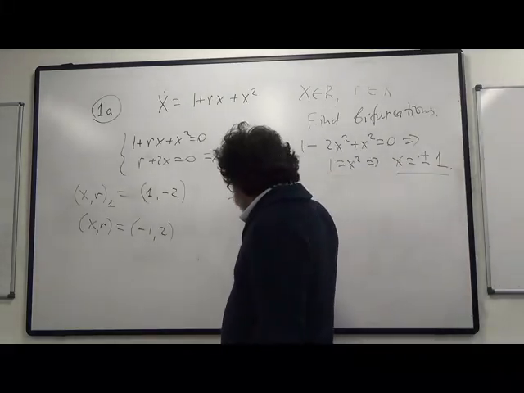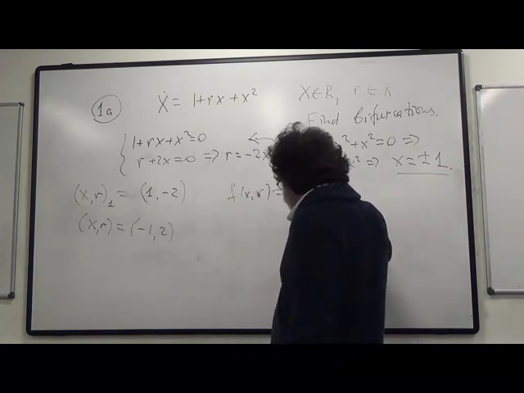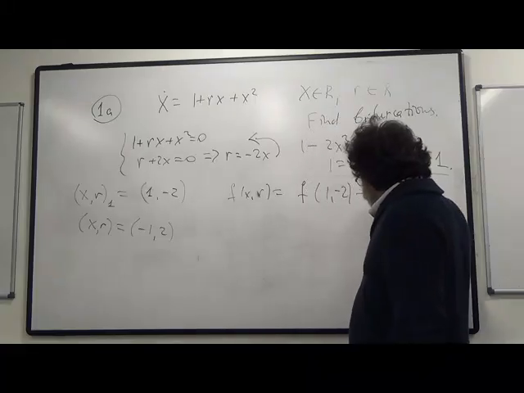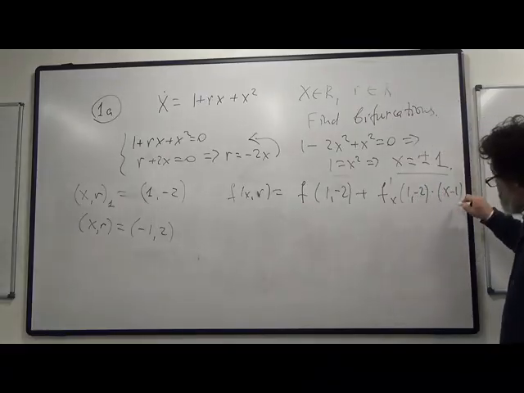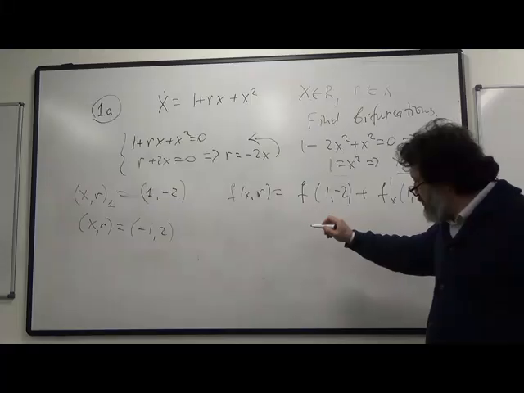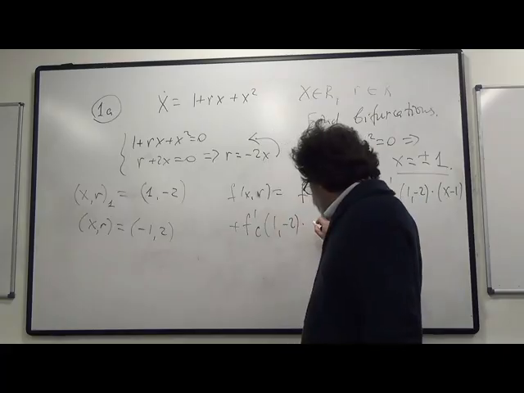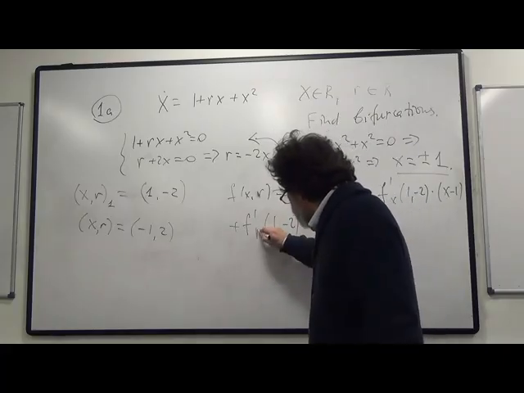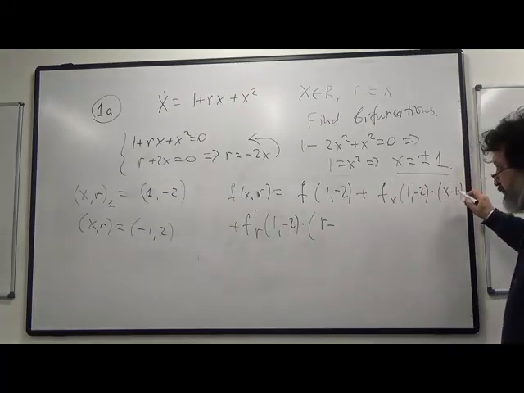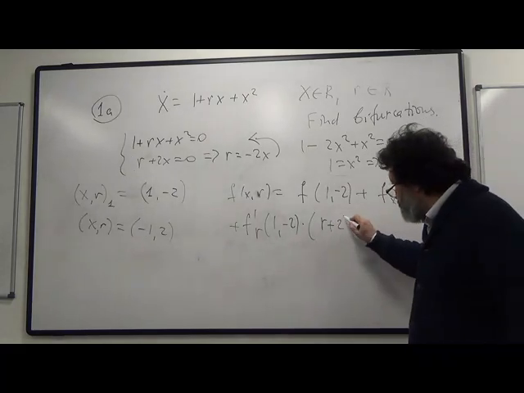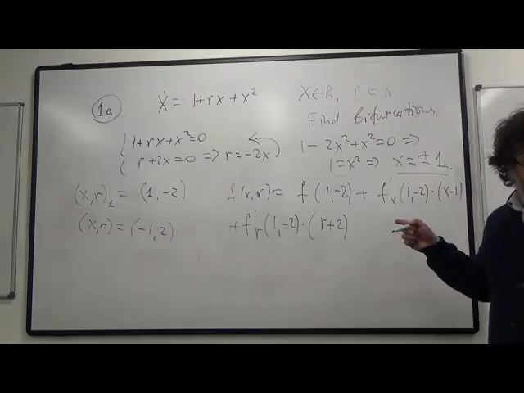So we will put it like this. F of x, r equals f at (1, minus 2) plus the derivative of f over x at (1, minus 2) times x minus 1. You see, yeah? Plus the derivative of f over r at (1, minus 2) times r plus 2. Do you understand what I'm doing? Yeah? Is it okay?